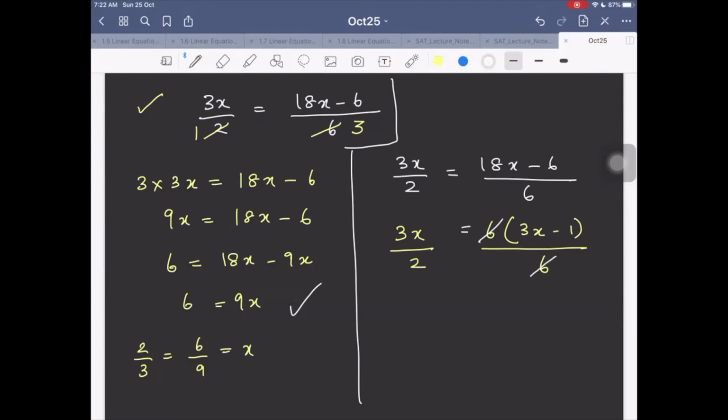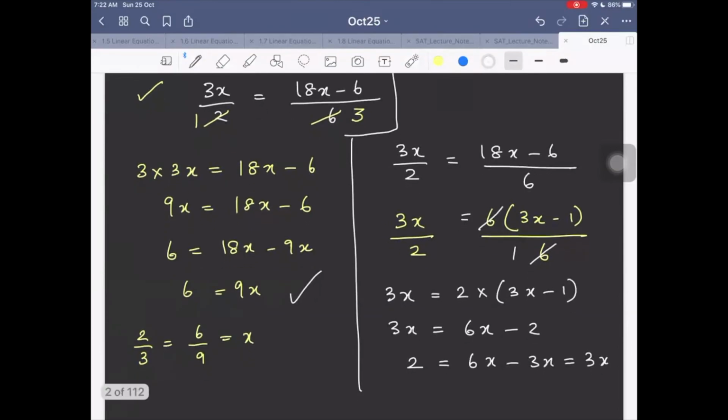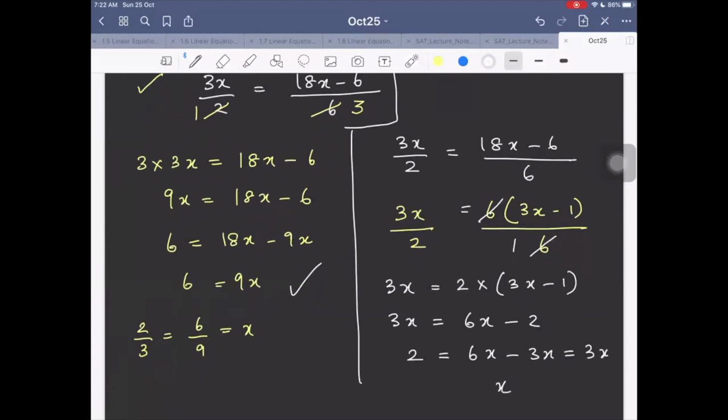Now you can cross multiply again. So we have 3x is equal to 2 into 3x minus 1. So we have 3x is equal to 6x minus 2. Again, bring 3x to the other side, minus 2 to the left side. So we have 2 is equal to 6x minus 3x, which is 3x. So we are left with x is equal to 2 by 3. So this approach is also fine.